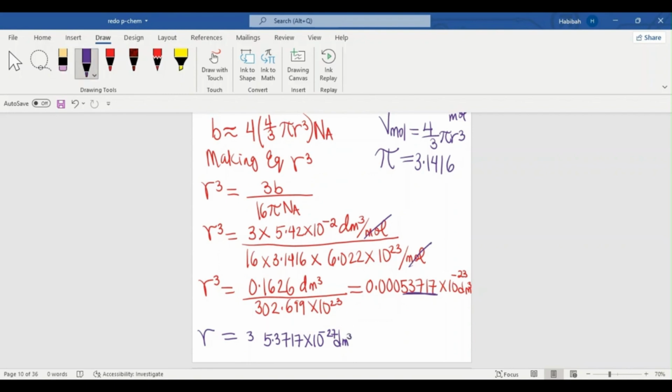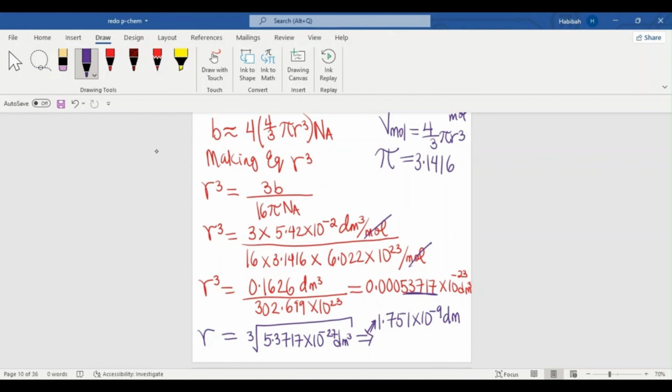Sorry, let me rewrite the cube root. Just cover it all. So when you do that and you input this information on your calculator, over here you have 1.751 times 10 to the power negative 9. And you see this dm cube, because we do the cube root, it's just going to be dm, so decimeter. That's going to be the radius.